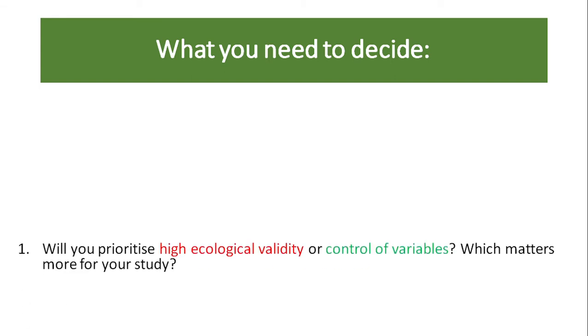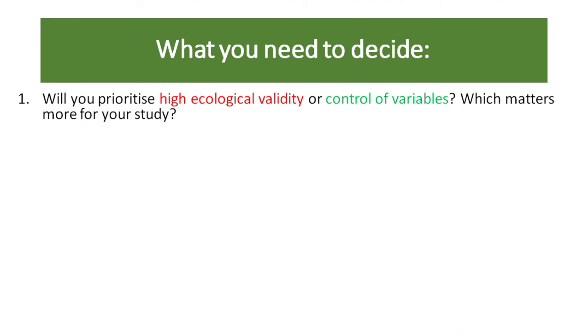All right, so moving towards the conclusions now in terms of what all this means. This is a list of what you need to decide. So what I would do is write these down either in a Word document or on the left hand side of your page on a piece of paper, so that you can make notes on your answers as you go through and plan your methodology. So the first thing you need to decide is, are you going to prioritize having a high ecological validity, so highly focused on it being a natural set of data, or are you going to focus on controlling the variables? What matters more for your study? And that is up to you, what you think is going to be more important.